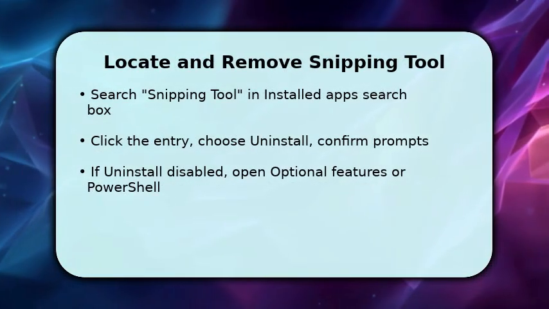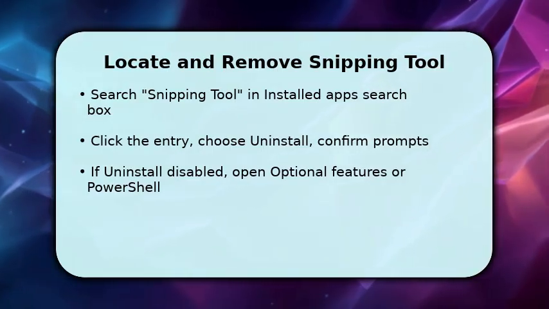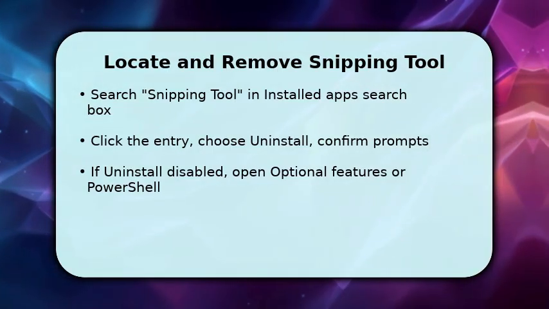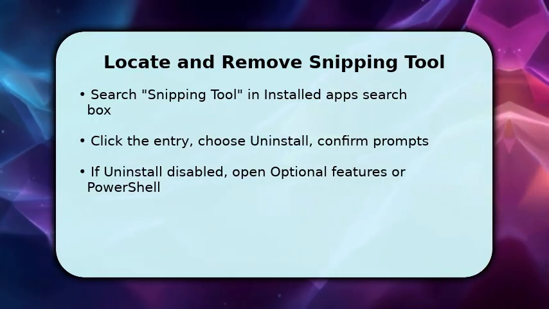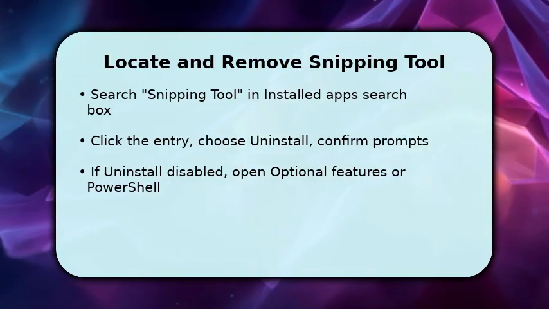You now locate Snipping Tool using the search box inside Installed Apps. This filters results immediately so you don't scroll. Click the app entry and choose Uninstall, then confirm any dialogues. Windows will attempt a standard removal.